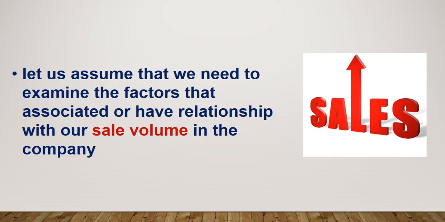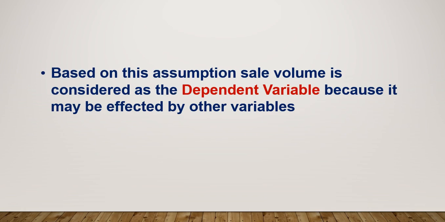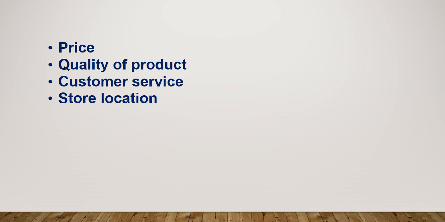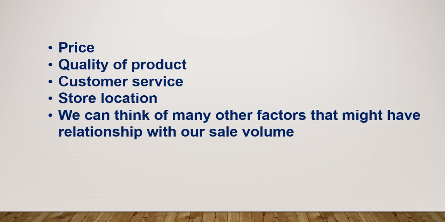Let's assume that we need to examine the factors that are associated with, or have a relationship with, our sales volume in the company. Based on this assumption, sales volume is considered a dependent variable because it may be affected by other variables. Great. Let's think, what are the factors that might predict our sales volume? Price, quality of product, customer service, store location. We can think of many other factors that might have a relationship with our sales volume.